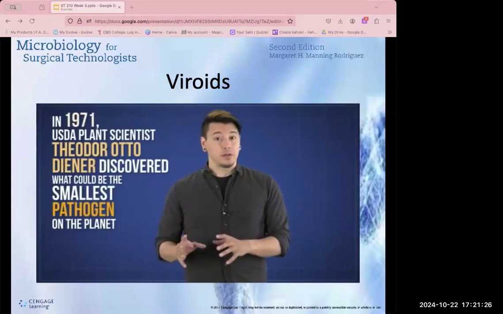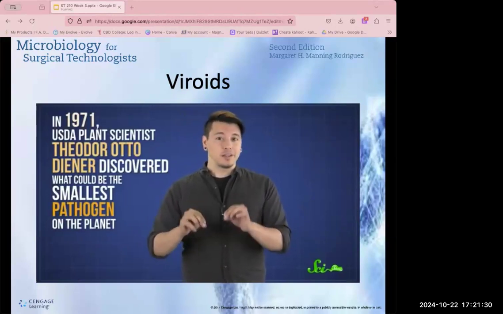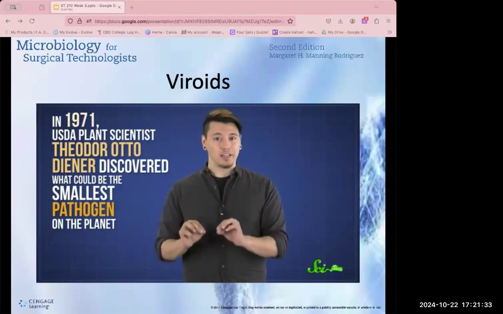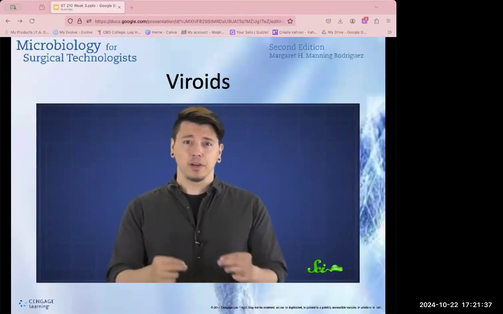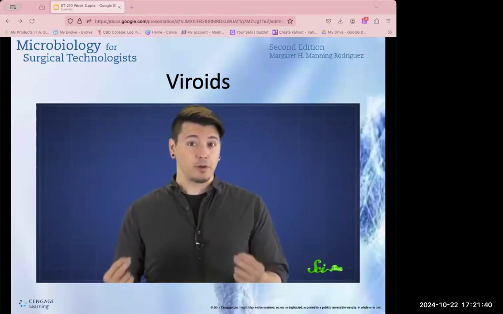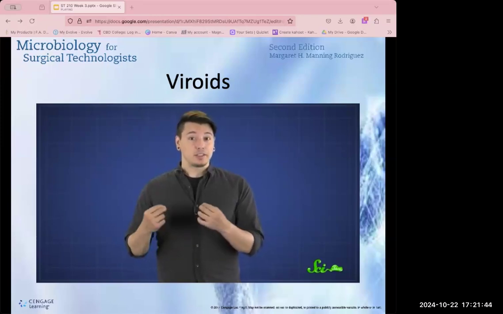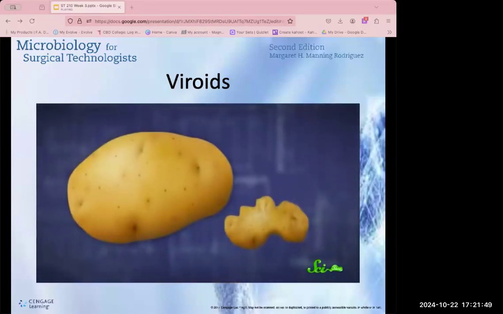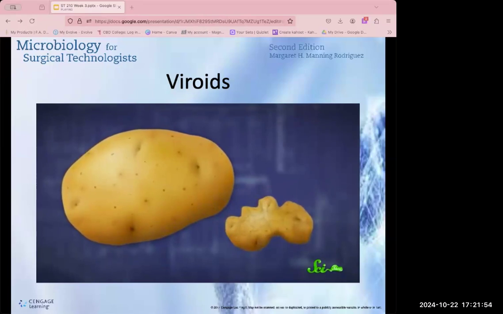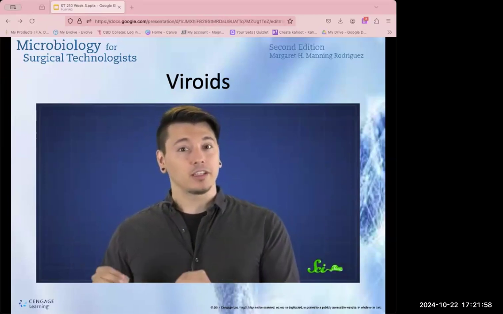In 1971, a USDA plant scientist named Theodore Otto Diener discovered what could be the smallest pathogen on the planet. It was unlike anything biologists had ever seen. It could make copies of itself like a virus, but was much, much simpler. It didn't have any kind of outer protein coating and just a tiny bit of RNA. At the time, scientists didn't think something like this could even exist, but these pathogens called viroids were very real. They infected potatoes, turning them into gnarly twists that looked more like ginger than something you'd top with sour cream. And researchers eventually realized they might be a clue to how life got started on Earth.